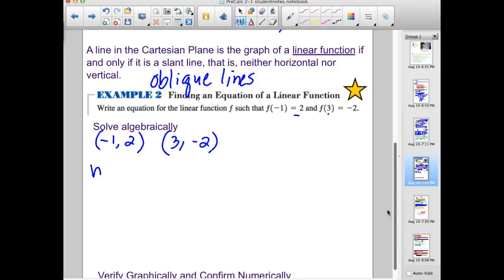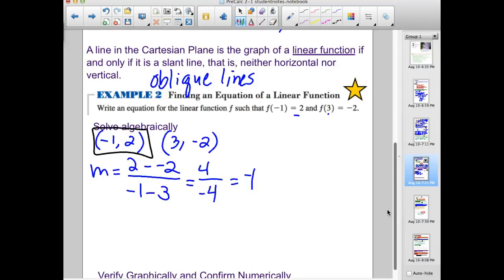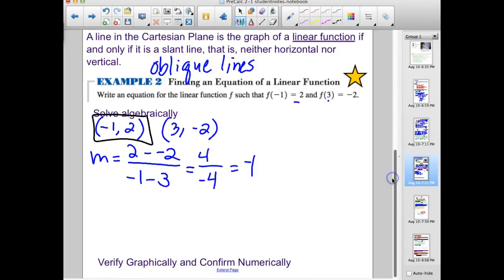Okay, so what is our slope going to be? Which ones go on top? The y's. All right, does it matter if I do 2 minus negative 2 or negative 2 minus positive 2? Once I pick an order, though, I have to do the x's in the same order. So if I do 2 minus a negative 2, I'm going to have to put negative 1 minus 3 on the bottom, which gets me 4 divided by negative 4, or a slope of negative 1. Okay? Then I can use either point. Let's say we use the first one. How do I come up with the equation?